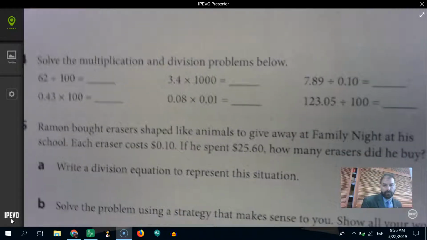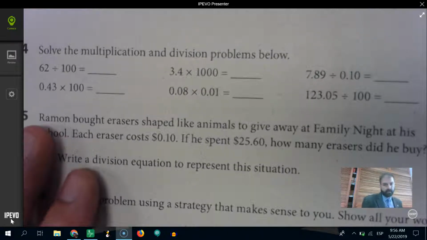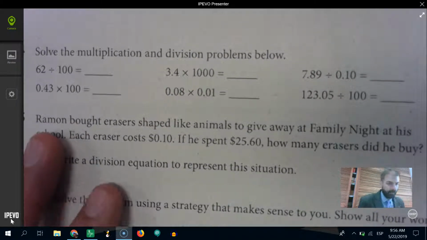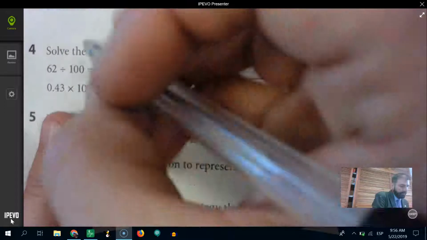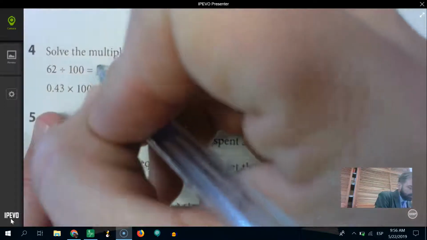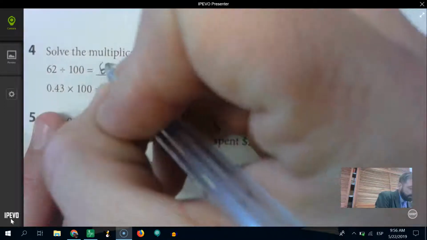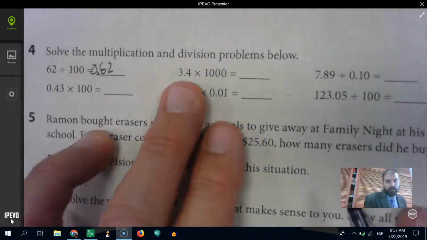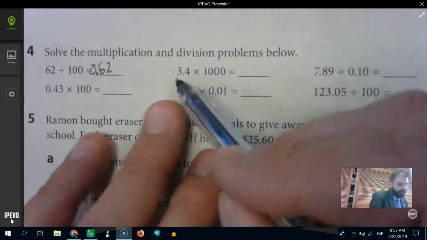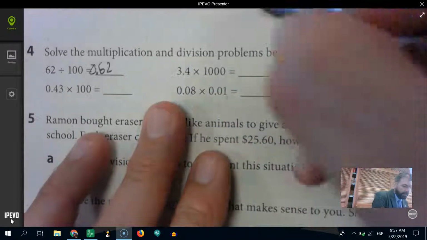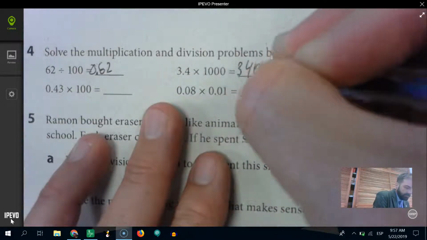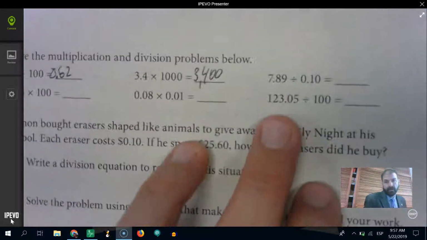Solve the multiplication and division problems. So this is kind of transferring what we did up there in a new way. 62 divided by 100. So my numbers are going to shift two spots. So I have 0 and 62 hundredths. 3.4 times 1,000. So my 3 is going to shift 1, 2, 3 spots to the left. So is my 4. So 3,400.